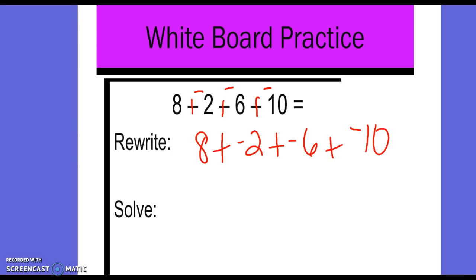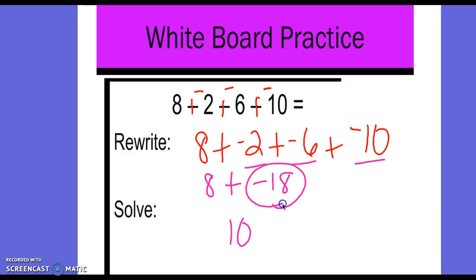All right, I'm back. So let's combine all of the negative numbers. So I'm going to keep my 8, and then a negative 2, a negative 6, and a negative 10. That would be a negative 18. 8 plus negative 18. Signs are different, so I subtract. 18 minus 8 is 10, and the sign on the largest number is negative, so my final answer is negative 10. Hopefully you got that.